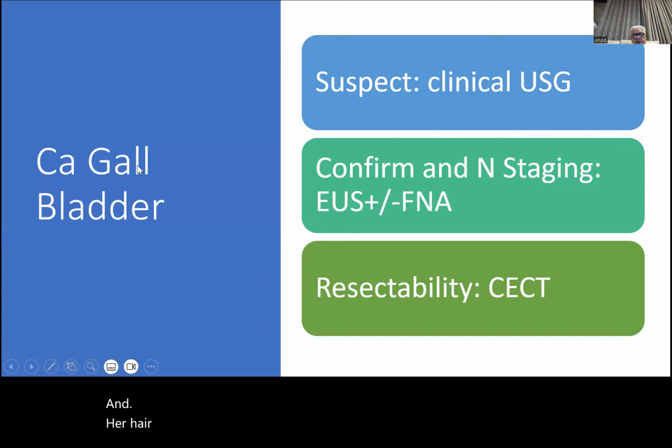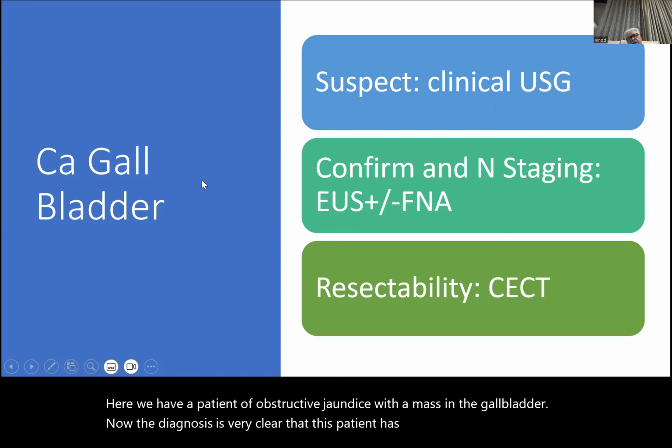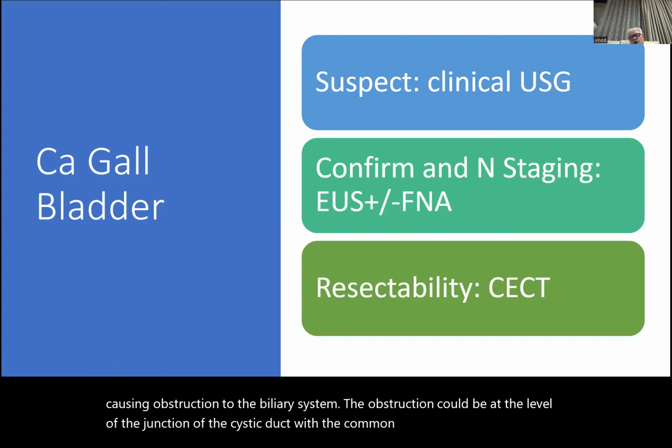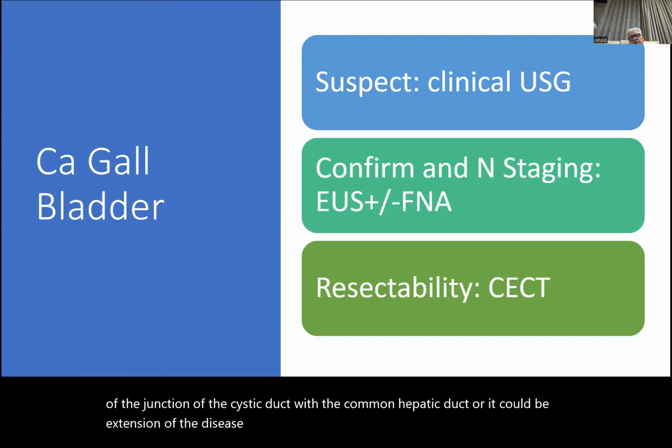And here we have a patient of obstructive jaundice with a mass in the gallbladder. Now the diagnosis is very clear that this patient has a CA gallbladder which is causing obstruction to the biliary system. The obstruction could be at the level of the junction of the cystic duct with the common hepatic duct, or it could be extension of the disease from the neck of the gallbladder directly to the porta hepatis.